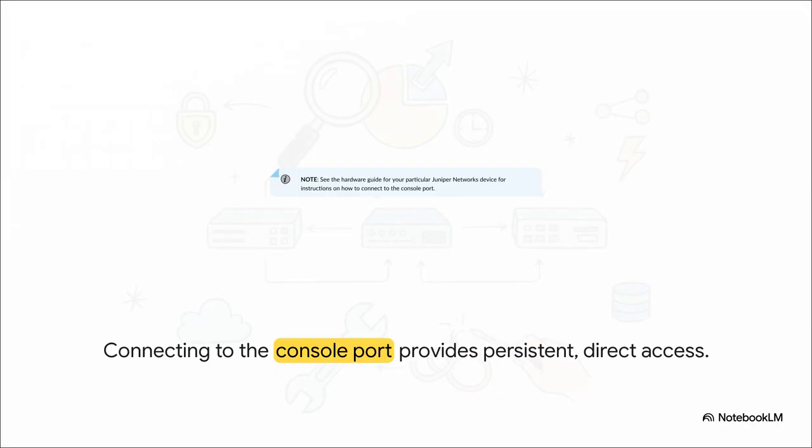Now, I really want to emphasize the console port here. The official documentation specifically reminds us to check the hardware guide for connection instructions, and there's a good reason for that. Why so much focus on the console port? Because it gives you persistent direct access to the device. You can usually access this connection even if the primary network has completely cratered. It is without a doubt your absolute lifeline when things go south.